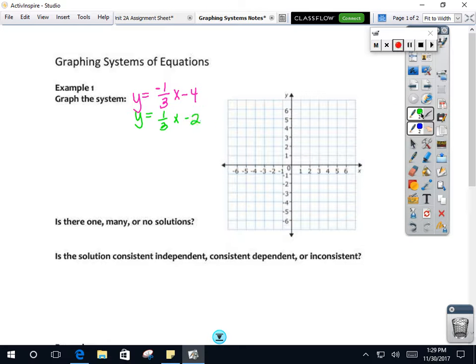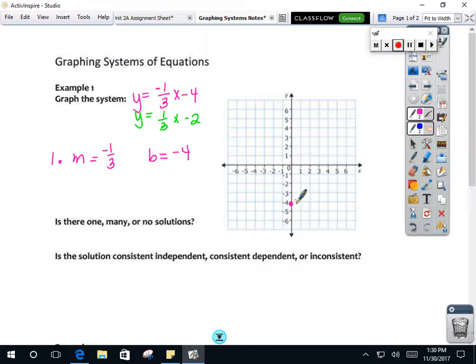Now remember, the directions are to graph them. Are they ready to be graphed? Yes, so we can go ahead and identify the slope and the y-intercept of each one. What is the slope of this first equation, the pink one? Negative 1 over 3. What is the y-intercept? Okay, so to graph it, where do we put our first point? On the y-axis, because it's the y-intercept.